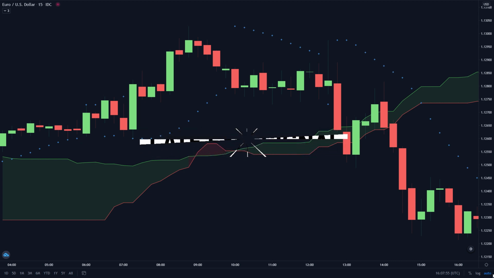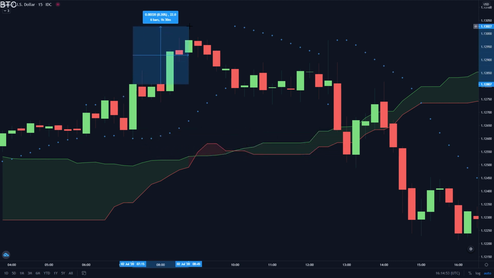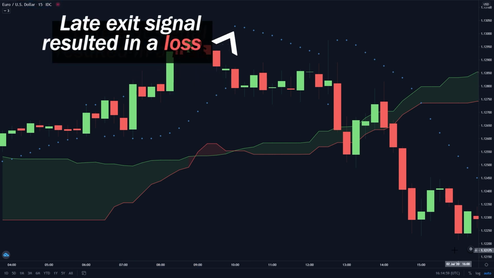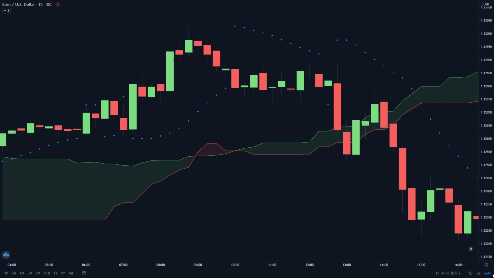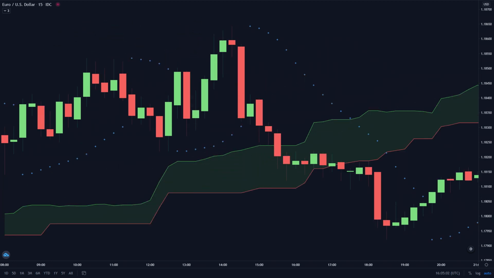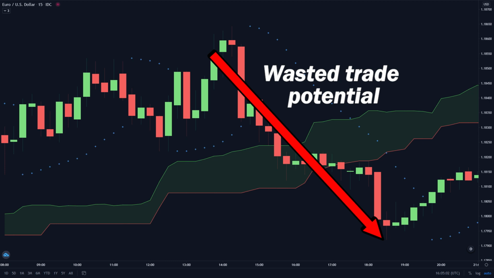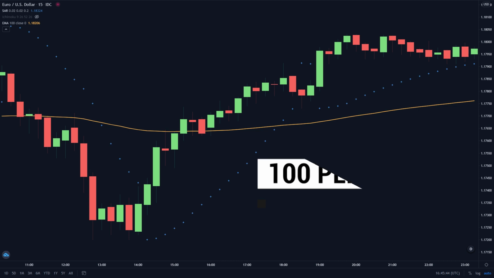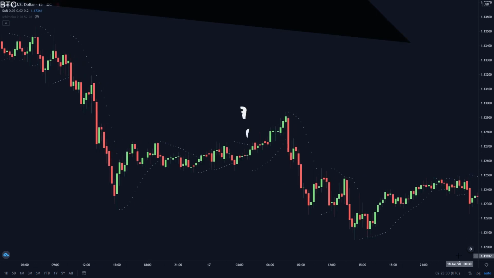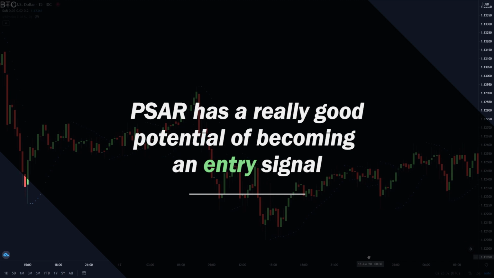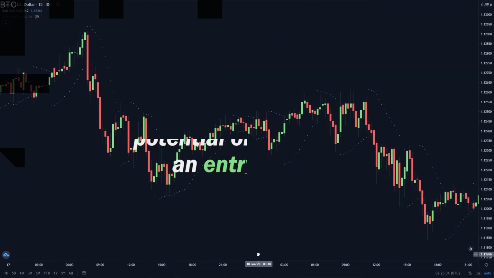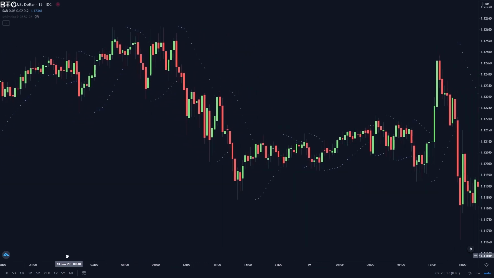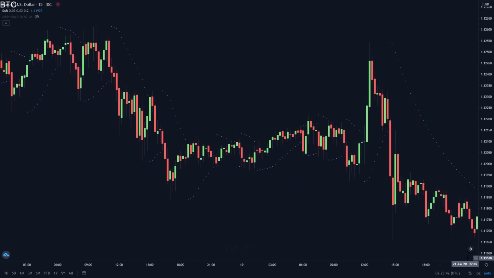There are multiple times where a trade is supposed to be profitable but turned out to be a loss because the Parabolic SAR displayed a late exit signal, and the clouds aren't really helping either. It just adds unnecessary steps and sometimes wasted trade potential. You can easily replace the cloud with a long period EMA. But what I noticed from this backtest is that the Parabolic SAR has a really good potential of becoming an entry signal. Most of the trends actually got detected early by the Parabolic SAR, but because of the late exit, most trades turned out to be a loss.